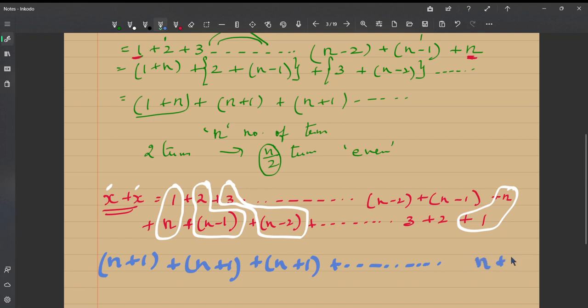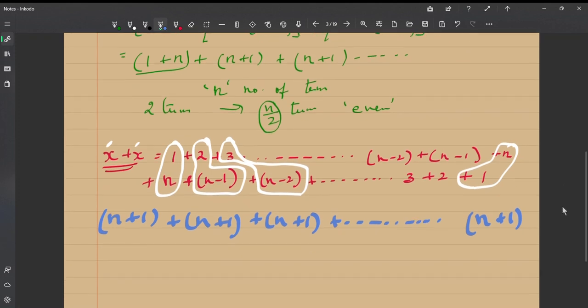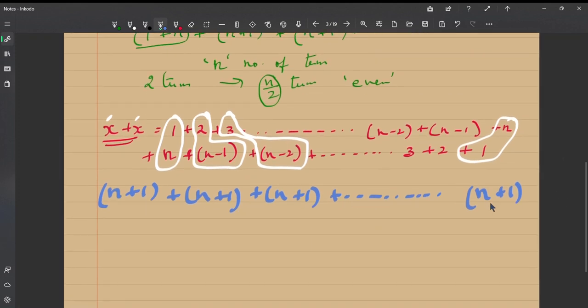So how many n plus 1s are we having? First is n terms, second also n terms. So we would have, yes, 2n terms, right? 2n plus 1s. Is it so? Would we have 2n plus 1s? No. We would have n plus 1s. Why n plus 1? Because 1 plus n, 2 plus n minus 1, 3 plus n minus 2. So every time we are adding two terms together, so we will have n terms now. So the whole thing would be equal to n times n plus 1.